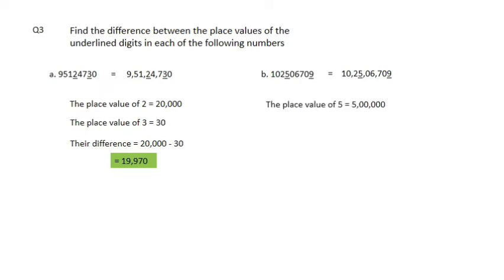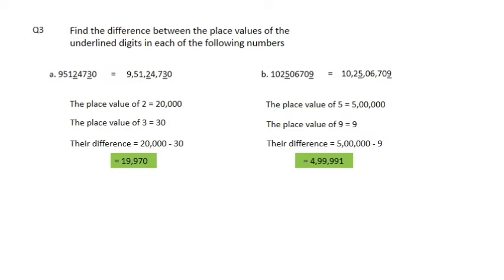And the place value of 9 is at the ones place. So the place value of 9 is 9 ones, 9. And what we want to find out is the difference. So the difference will be 5 lakh minus 9. Students, just tell me what is the answer. 5 lakh minus 9: this 5 will become 4 lakh 99,900, and 10 minus 9 becomes 1. So it will become 4 lakh 99,991. So this is your answer.